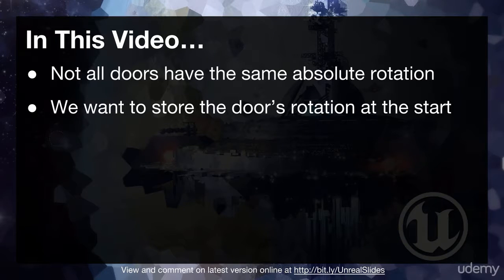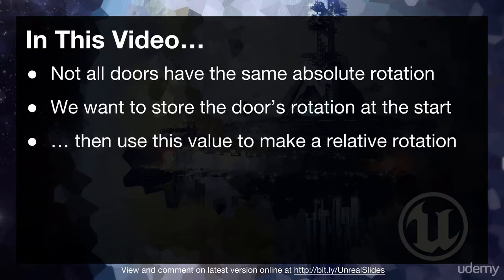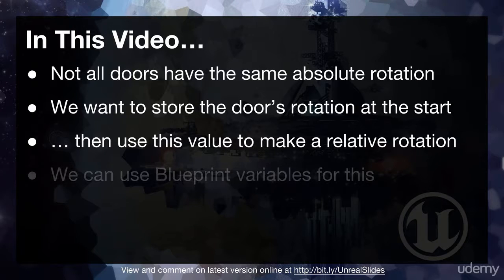We want to store the door's rotation at begin play, at the start of the game. Then we want to use this value to make a relative rotation. The door opens 90 degrees relative, not to 90 degrees or minus 90 degrees. That was a world space, a global opening angle. We want, wherever the door is, it to open through 90 degrees, not to 90 degrees.